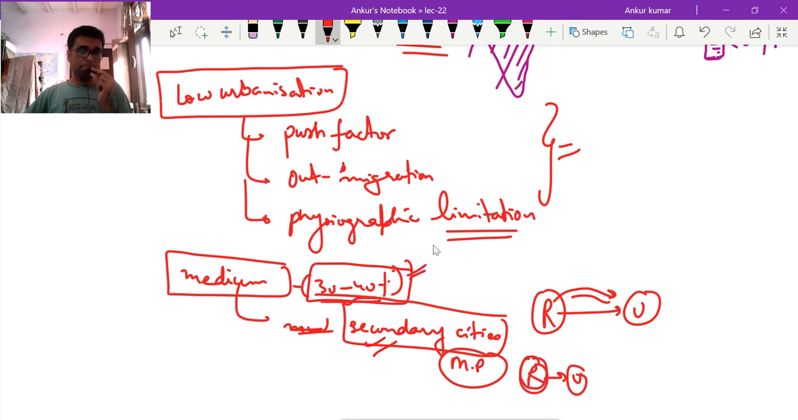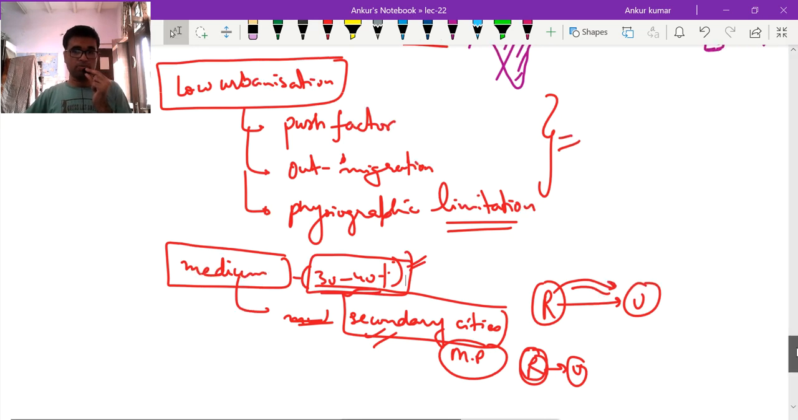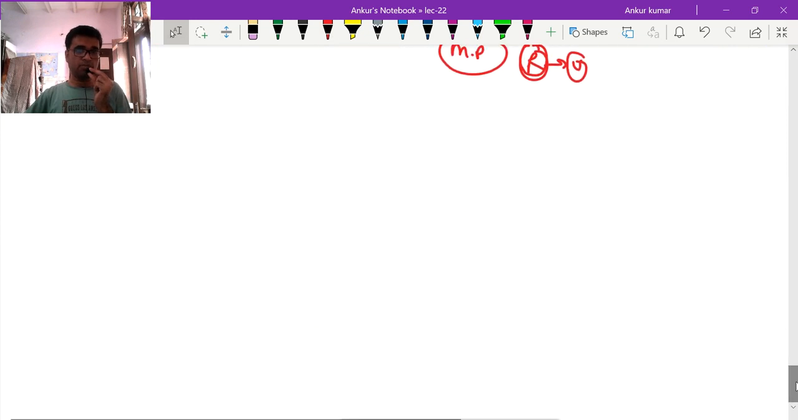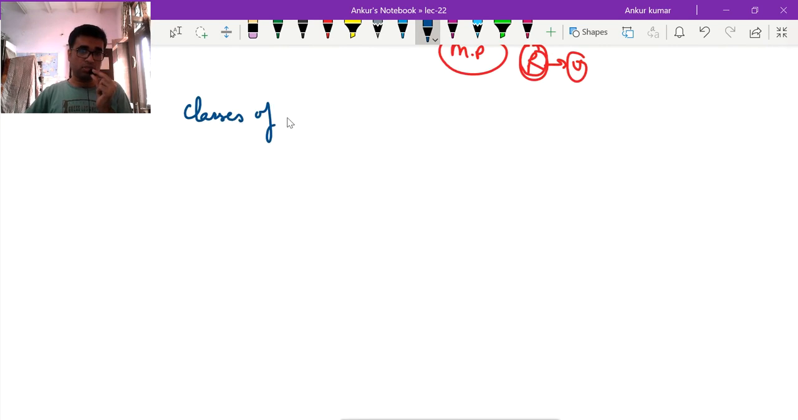Okay, so this was the second part of this thing, that is the spatial aspect of the urbanization, the spatial pattern. The first was the temporal pattern. In the same urbanization pattern, we are discussing the next, that is the classes of cities. Classes of cities.